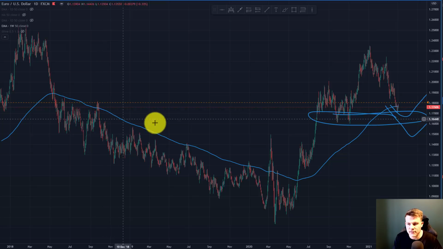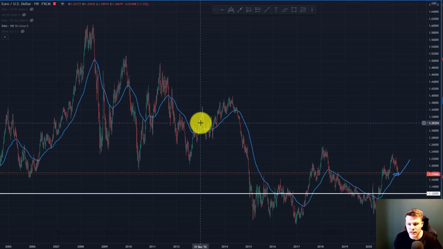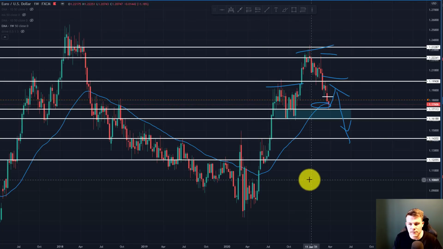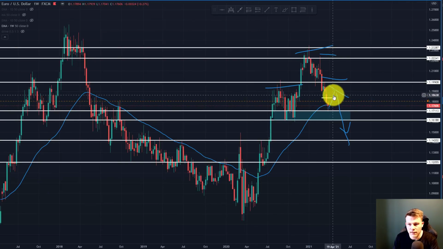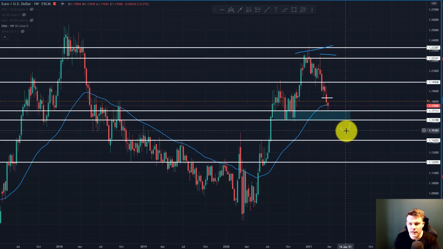Control and Z brings back all our drawings. Okay, and then that's it. Yeah, so this is how you draw support and resistance. Obviously just a very basic introduction, but I think if you are not 100% confident on how to use those things, this may give you some idea.